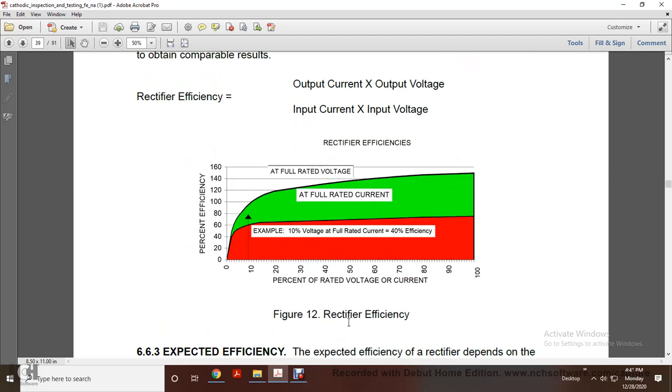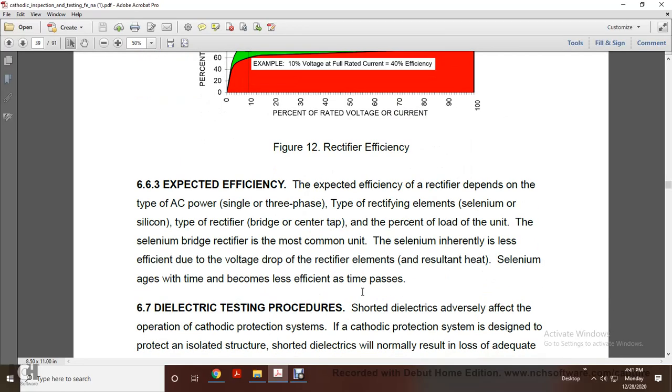This shows the rectifier efficiency at full rated voltage and full rated current, and at negative 10% value. 6.6.3 Expected efficiency. Expected efficiency of a rectifier depends on the type of AC, single or three-phase, the type of rectifier element, selenium or silicon, the type of rectifier bridge or center tap, and the percent load of the unit. The selenium bridge rectifier is the most common unit but is less efficient due to the voltage drop across the rectifier element, which results in heat. Selenium also ages over time and becomes less efficient as time passes.